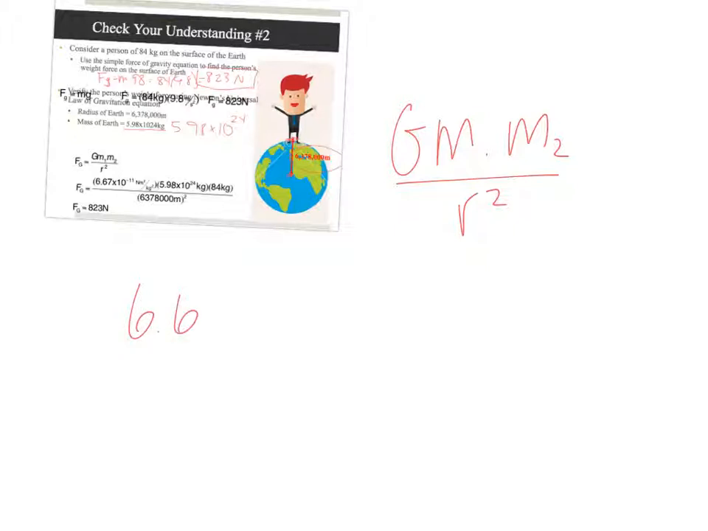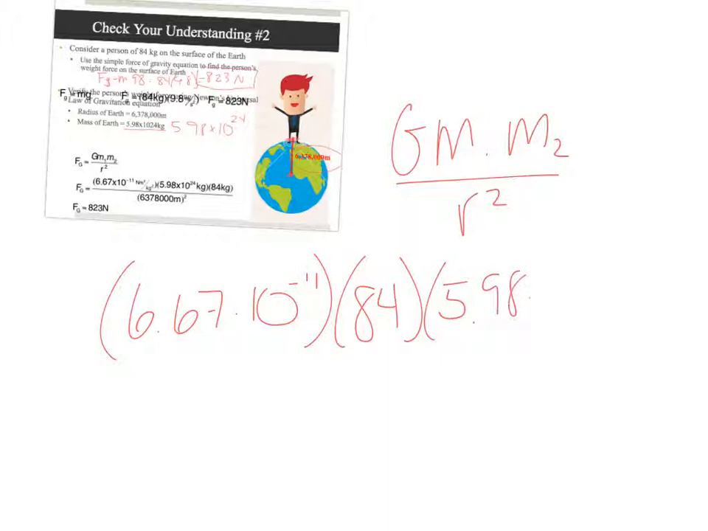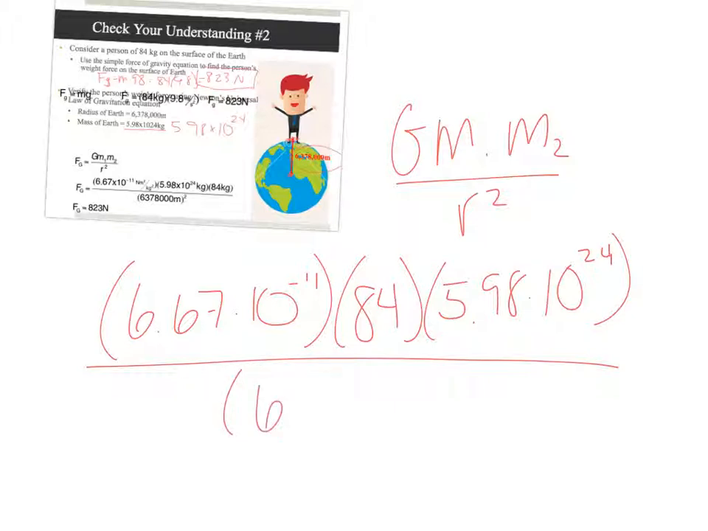So big G, M1, M2 over R squared. So I do 6.67 times 10 to the negative 11th, M1, which is the mass of the person, 84, M2, the mass of the Earth, 5.98 times 10 to the 24th. Divided by that distance, which is 6,378,000 squared. Okay, don't forget the square there.